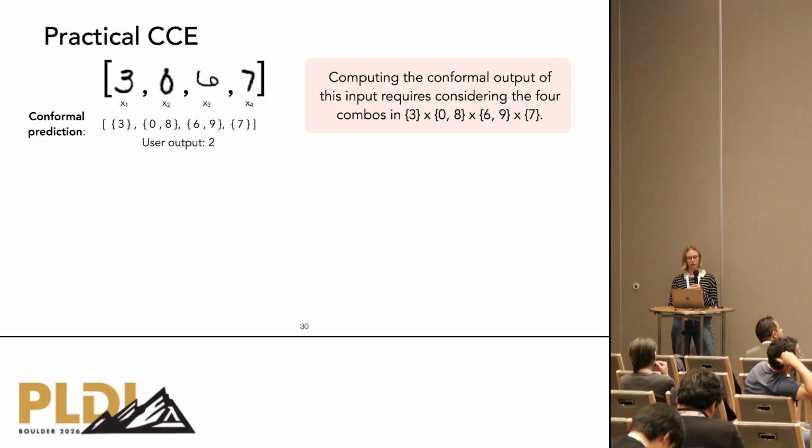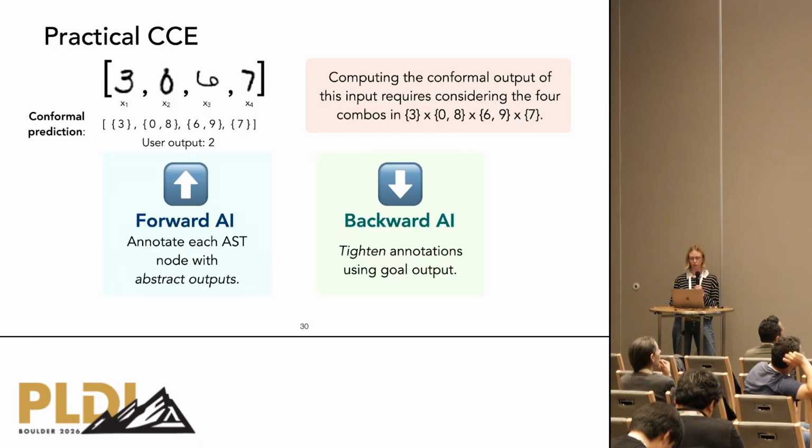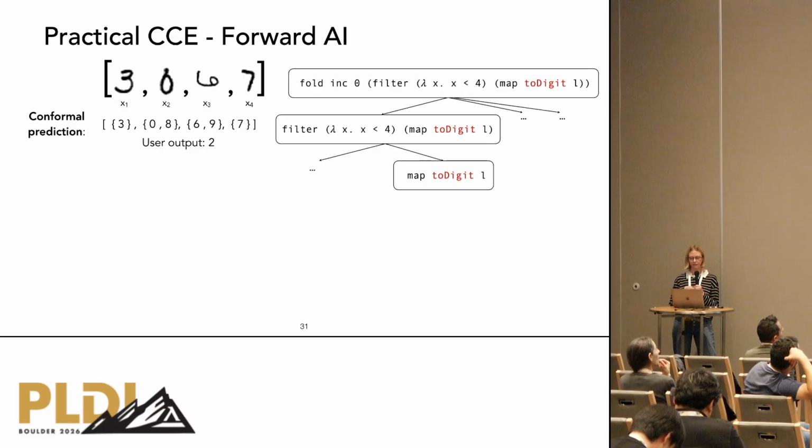To address this, we introduce an efficient constrained conformal evaluation procedure based on bidirectional abstract interpretation. The idea is to propagate constraints both forward and backward through programs in order to prune infeasible elements of prediction sets early. Let's look at an example. So here's the AST of a program that counts the number of digits less than 4 in a list. We want to know whether this program's output set contains 2 without having to enumerate all possible combinations of labels.